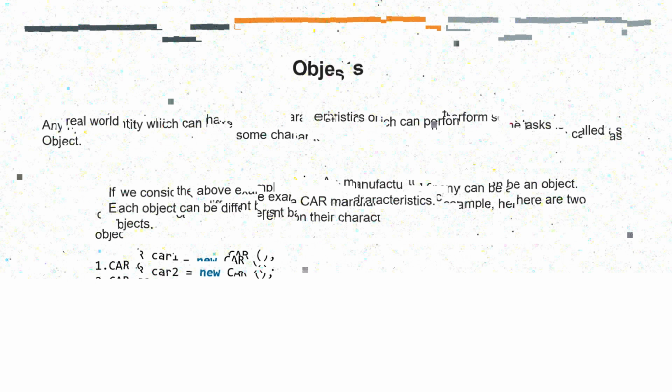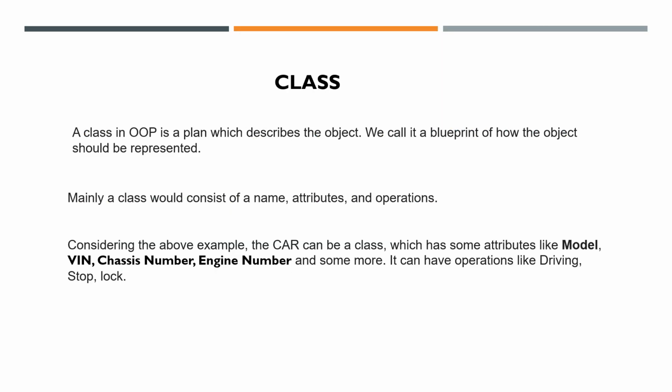Now read out the definition of a class. So now let's jump into the definition. Simple definition. I've already told you what is a class, and I've already explained it with the object. Now just read out the definition. A class is a plan which describes the object. Car is a class, mobile is a class, dog is a class. We call it a blueprint of how the object should be represented. And it consists of name, attribute, and operations. So whenever we are creating this blueprint, we are going to talk about the class name, the attribute, and what operation it performs.